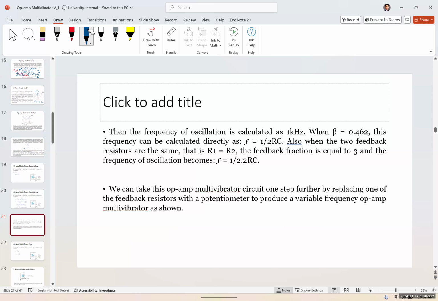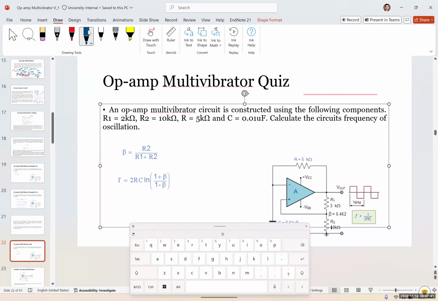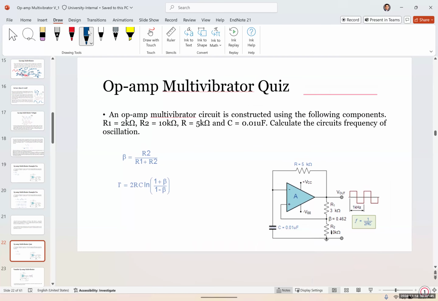We can take it one step further by replacing one of the feedback resistors with a potentiometer. Before that, I have another question. I think it will be helpful to just compare these two. Imagine that we have the same capacitor and the same resistor. Now let's make this 50K as well. Imagine that we have the same capacitor, but this time we have changed the resistors. I want you to again find the F.